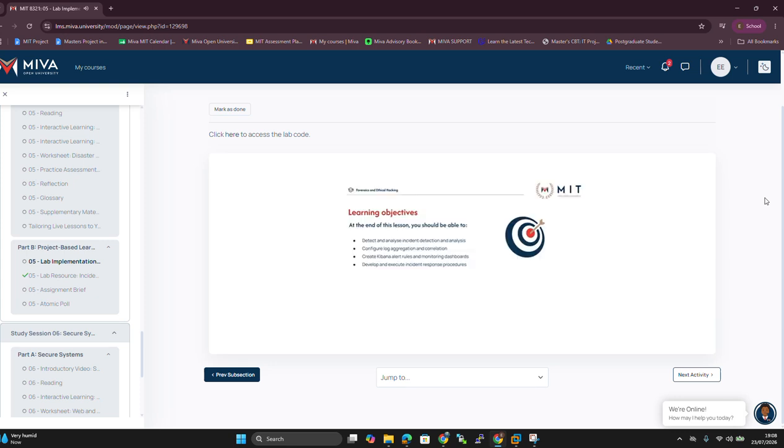For the learning objectives, at the end of this module, you should be able to understand incident detection and analysis, and also perform some experiments around that. Look at log aggregation and correlation, create alert and monitoring systems, and then also look at response procedure developments.